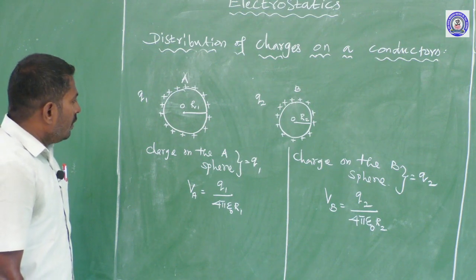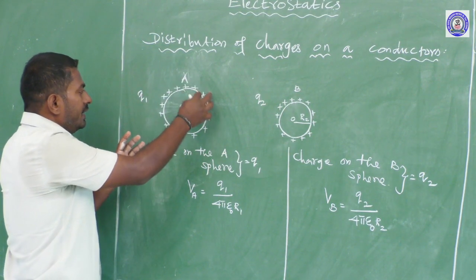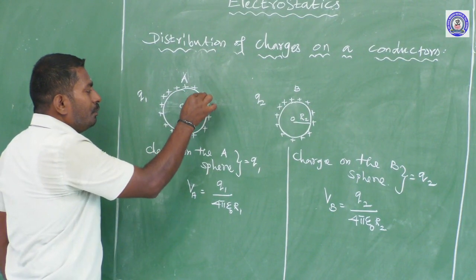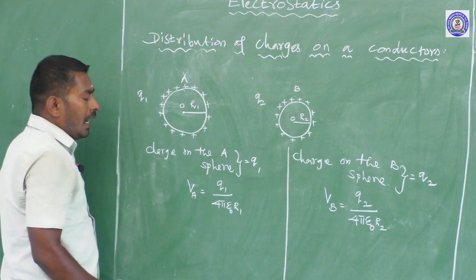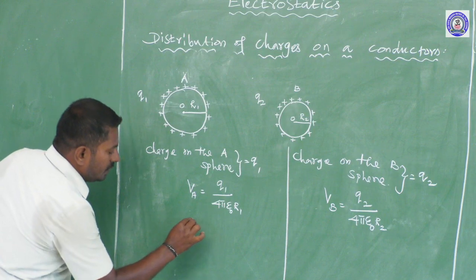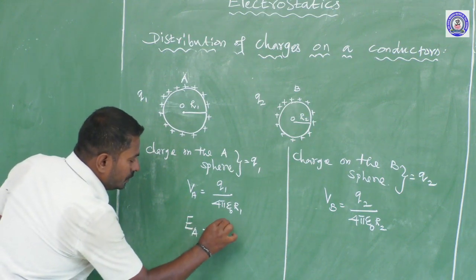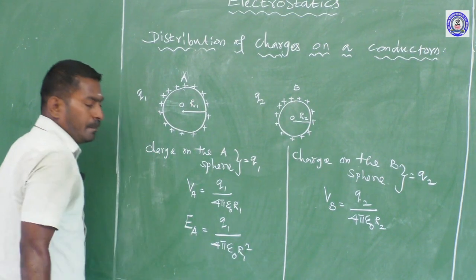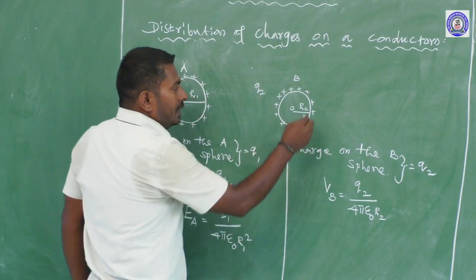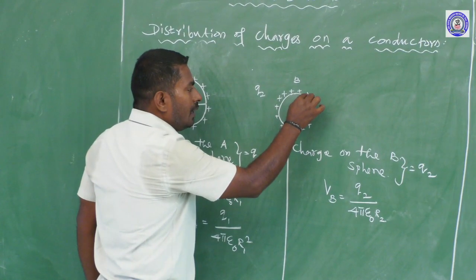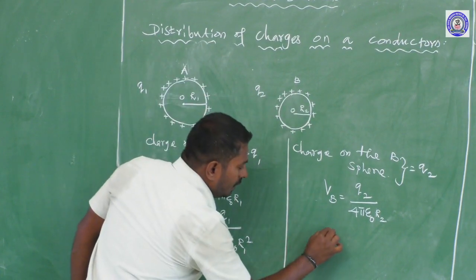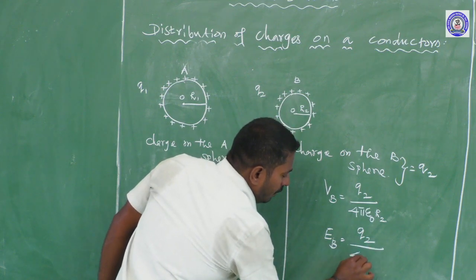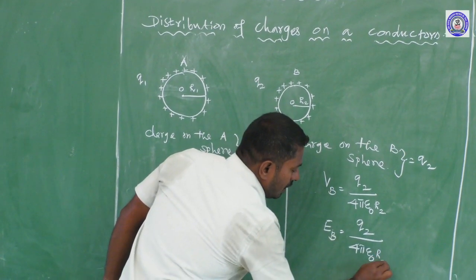Now, due to charges uniformly distributed over the surface of the metallic sphere A, what is the electric field at a point on its surface? EA is equal to Q1 divided by 4 pi epsilon naught R1 square. Similarly, what is the electric field at a point on the surface of the B metallic sphere? EB is equal to Q2 divided by 4 pi epsilon naught R2 square.